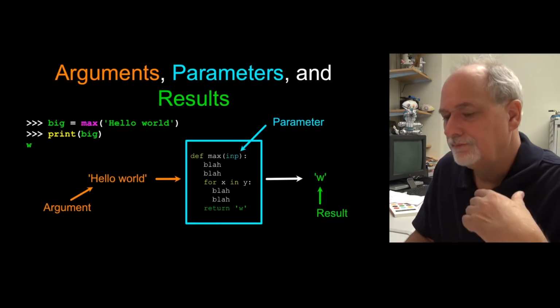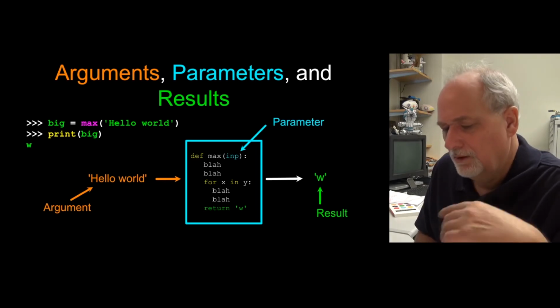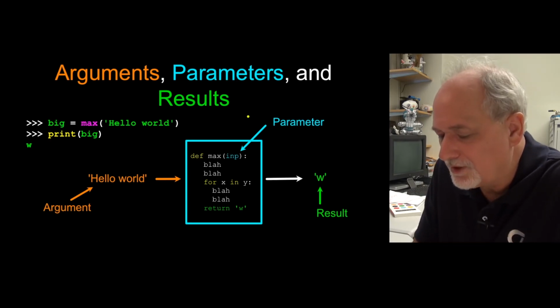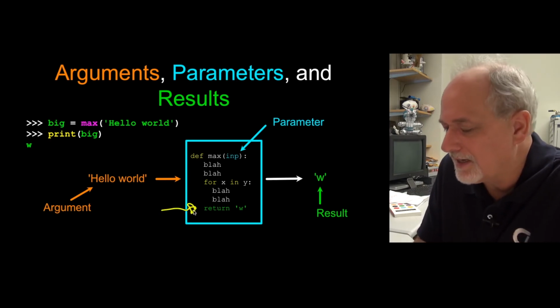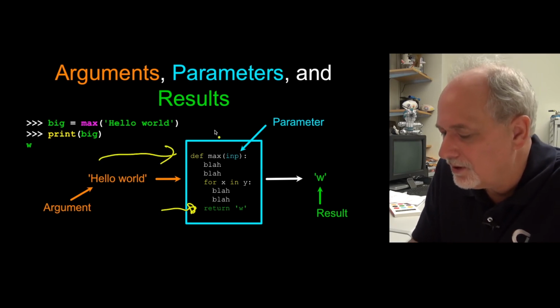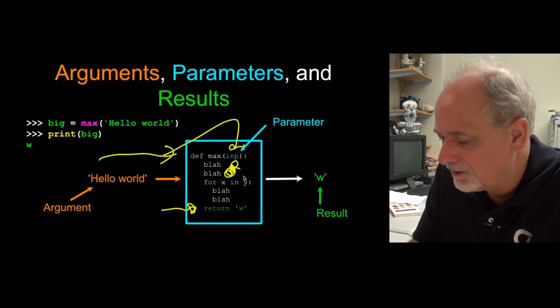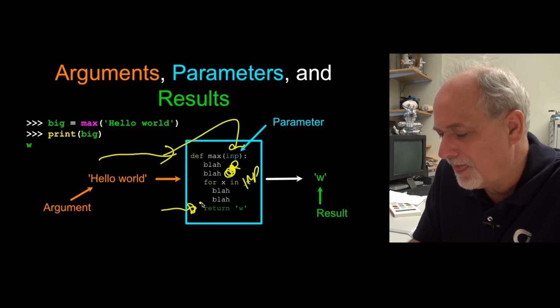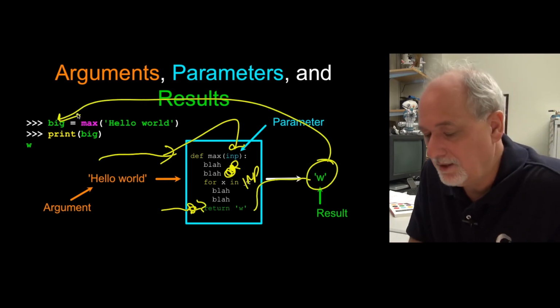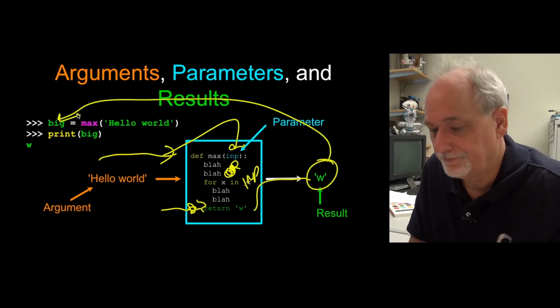So if you think of the max code that we talked about before, we can kind of see that somewhere inside that max code there's a return, and that's how it communicates the w back to us. So we pass in as argument hello world, it comes in as a parameter, and it's going to loop through this imp somewhere. It's going to loop over and over into imp, and then at some point it's going to figure something out and tell us what it wants to send back to us with a return statement, and so the w comes back and gets assigned into big.